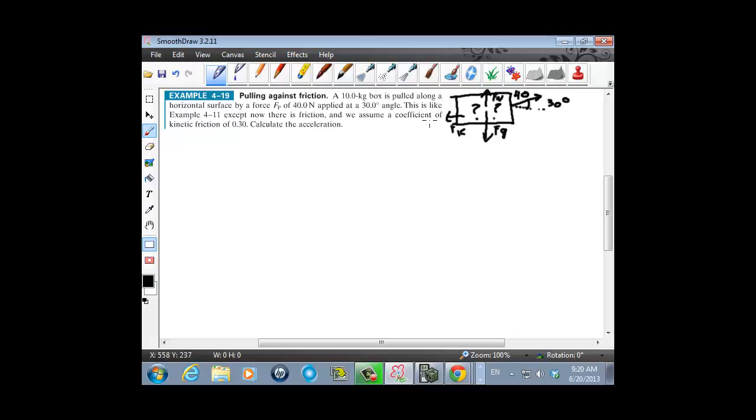Now, I always draw a picture first, and then I'll go ahead and draw a free body diagram, even though our free body diagram will essentially look exactly the same. So I have the normal force up, force due to gravity down. I have some friction to the left. I don't know how much friction I have just yet.